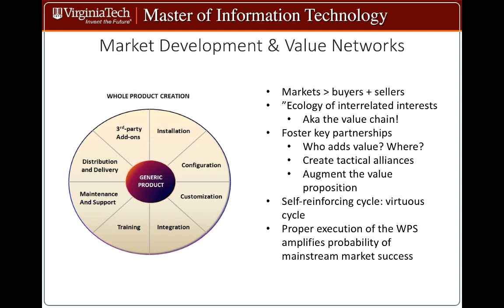And so within that, this proper execution of a whole product solution, right, is going to amplify the probability of being successful in mainstream markets. But it involves taking that generic product and adding layers on it to make sure that we deliver not just the expected value that our customers have, but we actually solve the critical job to be done that they have. And so the value network then becomes all the different interlocking features that we need to build this ecosystem or this ecology of interrelated interests.